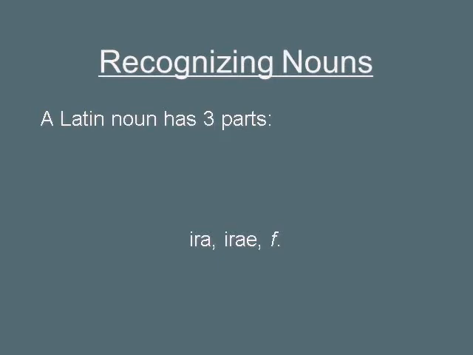To begin with, we want to start by making sure you can recognize nouns when you see them. If you look up nouns in any of the Latin dictionaries available or in the back of your textbook, you will see that a Latin noun is distinguished by 3 parts. The first part is its nominative singular. It tells you the basic word and tells you the subject of the word.